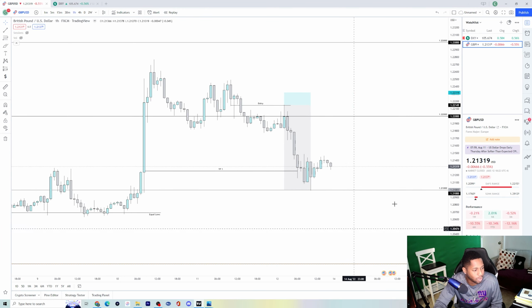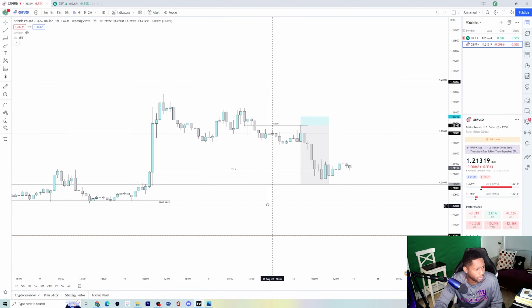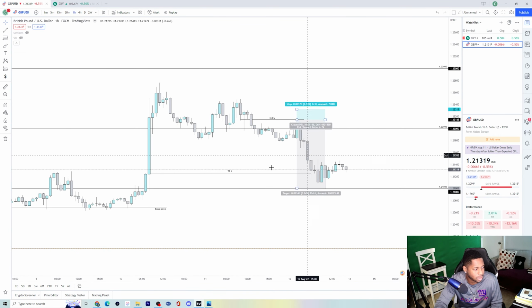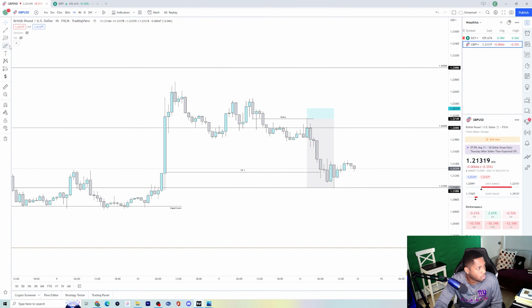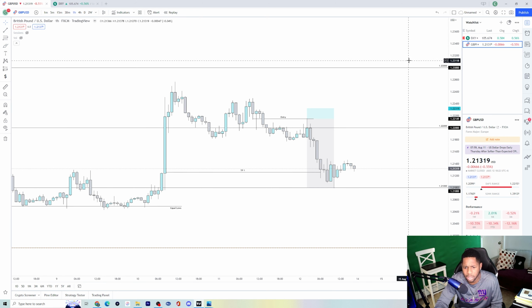Okay, so let's get to it. I like this trade right here. I'm going to show you how I took this trade. So this right here was the CPI news. The CPI news did this with the dollar because a lot of people were thinking the numbers were going to be here, and it was just completely unexpected.